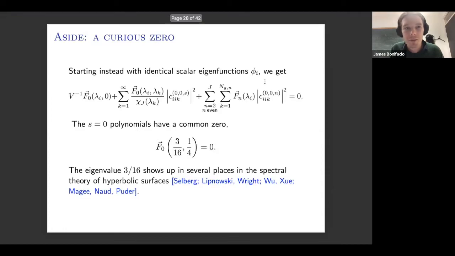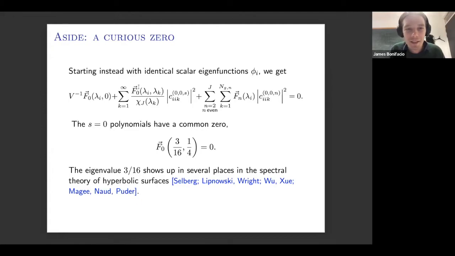Okay, so let me mention this maybe curious fact that comes up when you're looking at integrals of products of eigenfunctions phi I. So you get some similar system of equations.